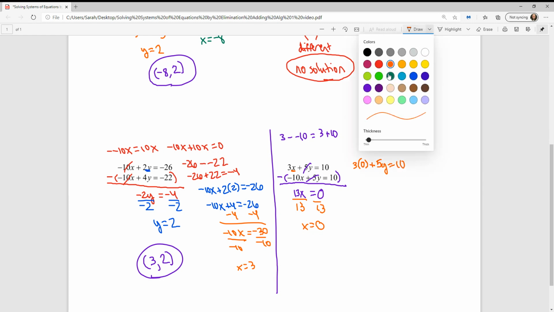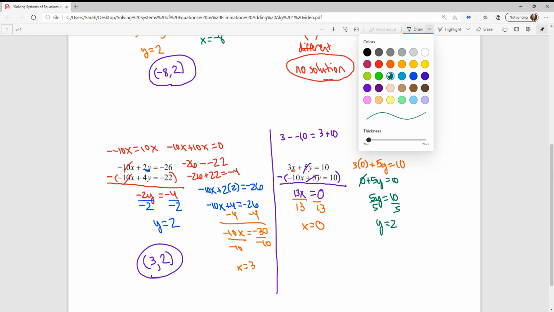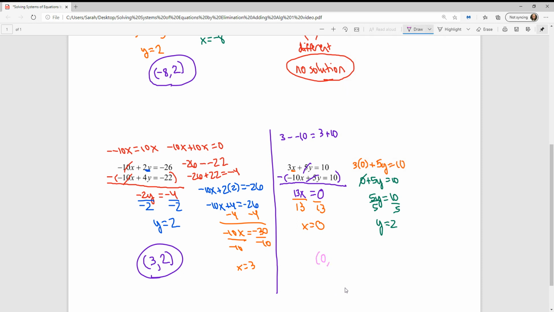Now let's get this solved. 3 times 0 is just 0. And you might have recognized, hey, I don't usually write 0 plus 5y. It's like that's canceled in the first place. You could just say 5y equals 10, because 0 plus 5y and 5y are the same. Last step to get y by itself is to divide by 5. We end up with y equals 2. Finishing touches, we need to write our answers in ordered pair. X number first, so 0, then y number 2.